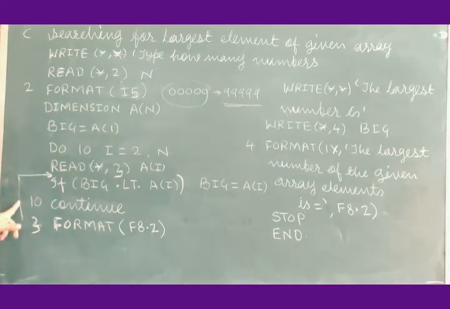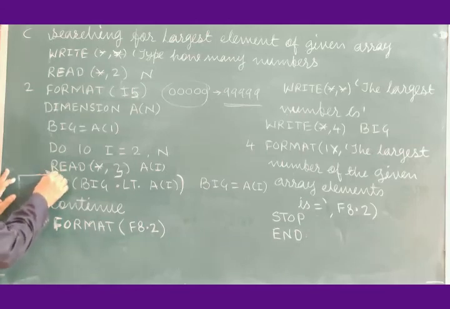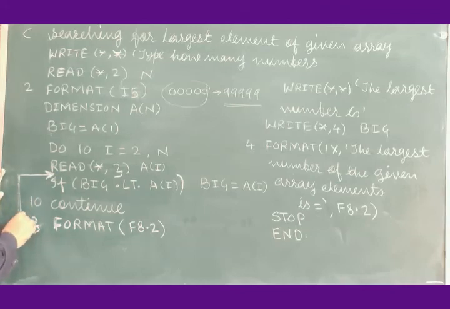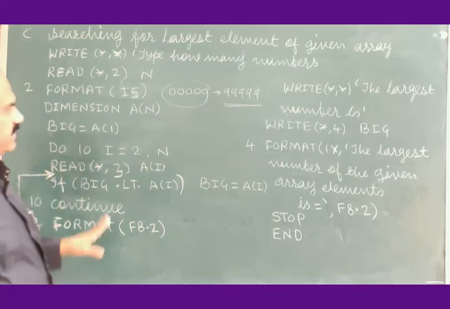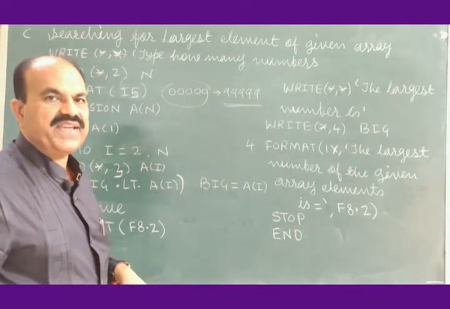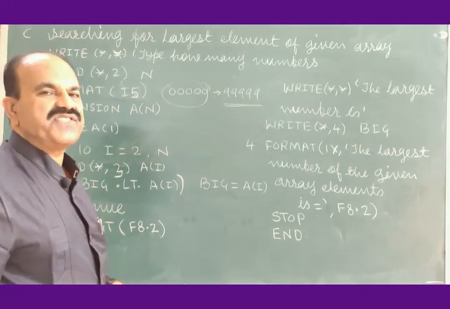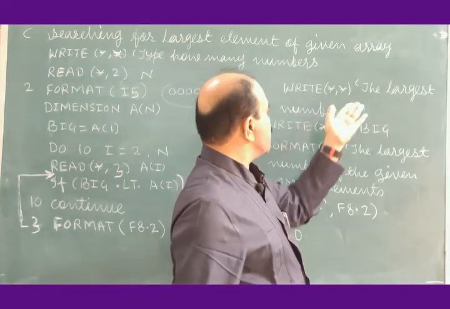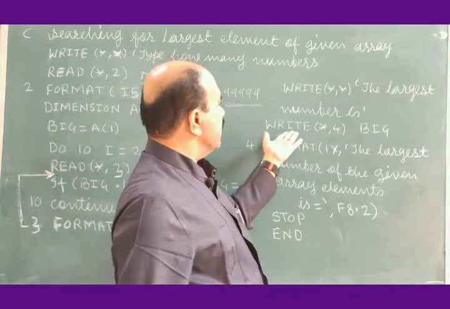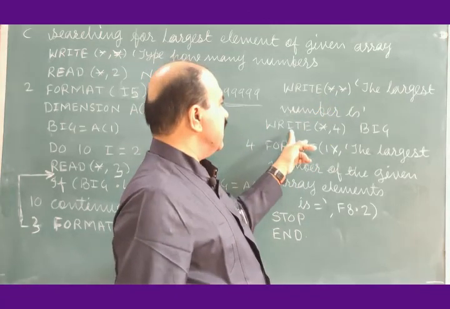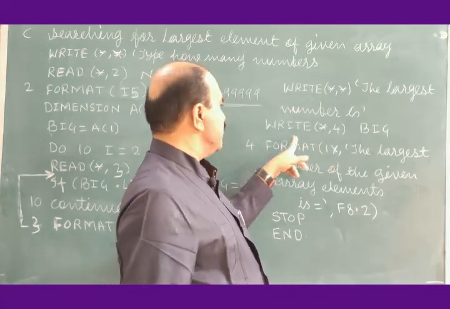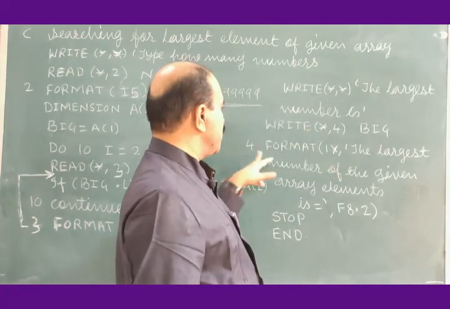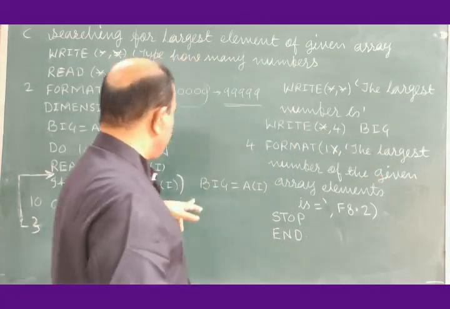Okay, this format 3 is for this. Here I have left it to be written, so insert it here. This is to be inserted here. Then you search the biggest number, the largest element of the given array. Now print it. The largest number is, it is again a comment. Write asterisk, default output device, format 4 for big, which is found here.